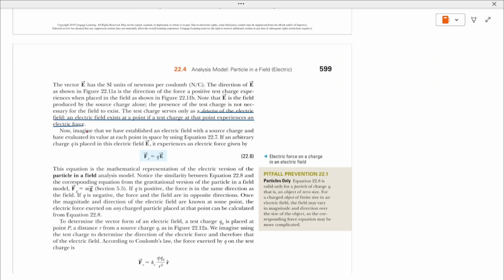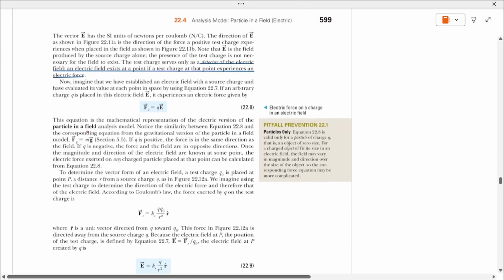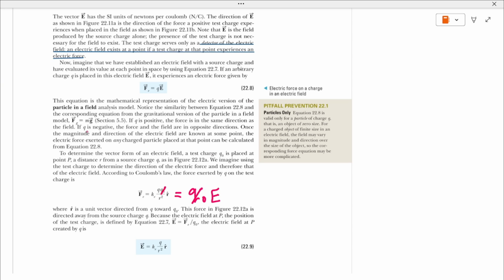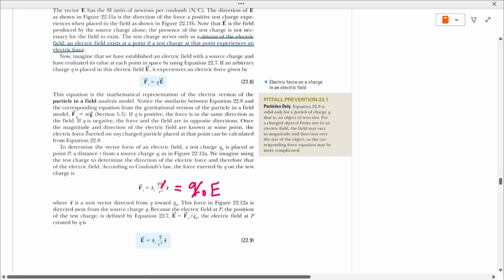And like how we did to find an expression for the gravitational field, we can equate Coulomb's law to this new equation for the force. And we notice that the charge of the object cancels out, and we're left with kq over r squared.